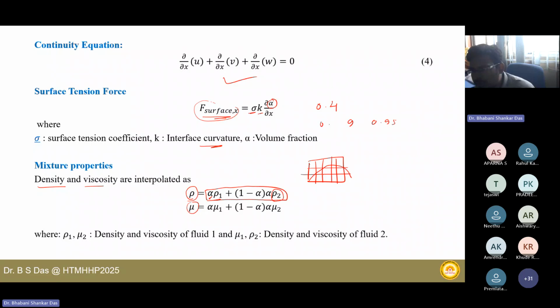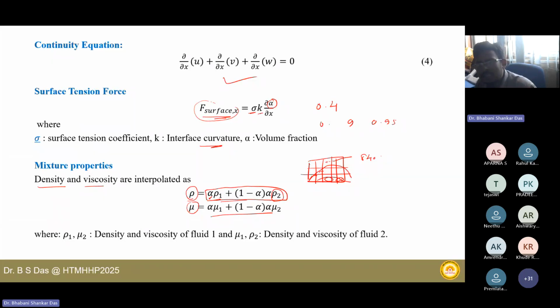Not for this rho value. Here the value of rho is fixed, the density of water 1000, and for air, whatever the density is. The default values will be there, but at the interface the density and viscosity values will be changed in each cell, and that will be handled by these equations.